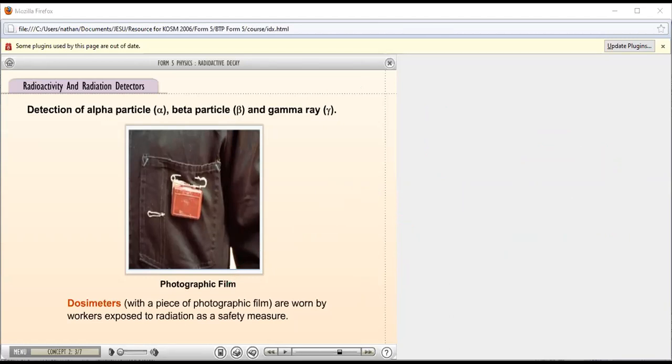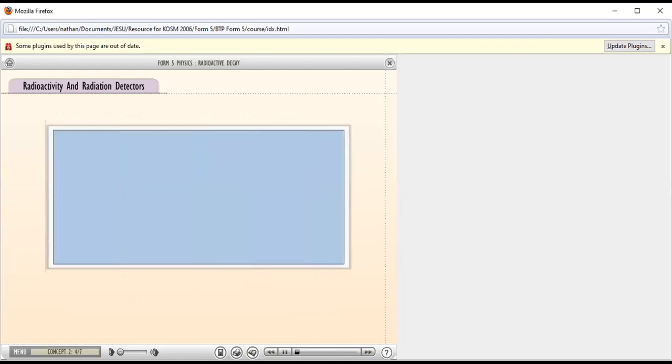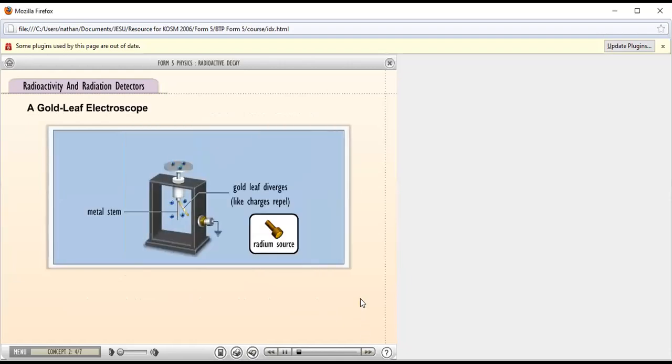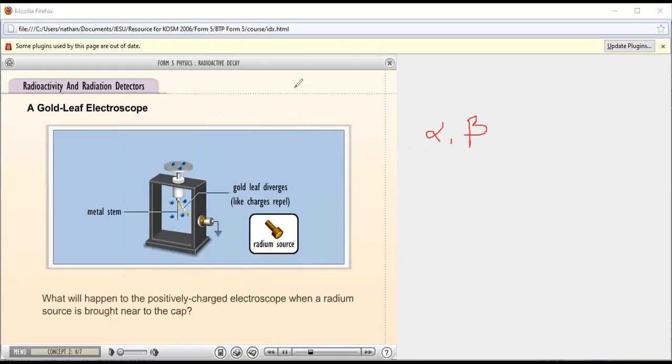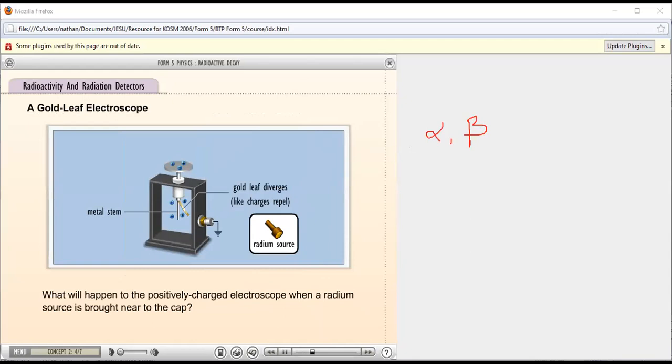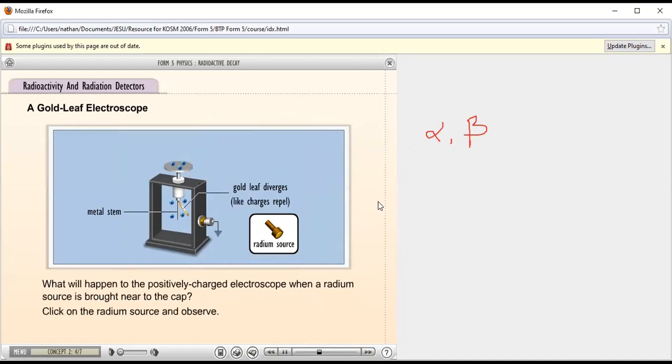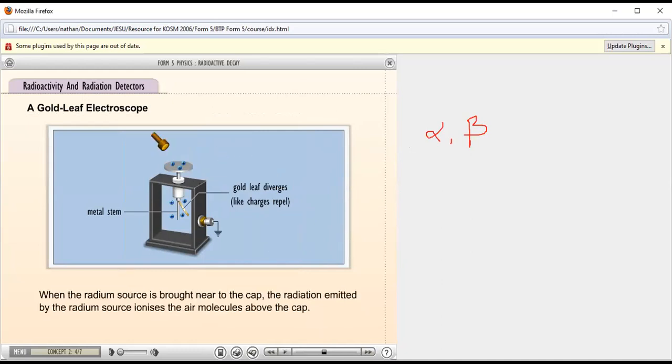Okay, the next one we call it electroscope. Now, this electroscope can be used to detect only alpha and beta. So what happens is, let's say you have electroscope which is positively charged. You bring a radioactive source here, and the radioactive source will emit radiation.